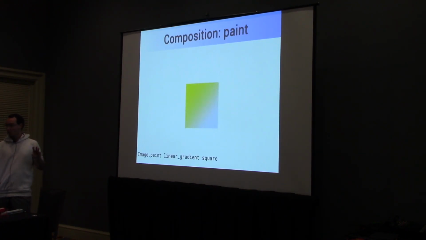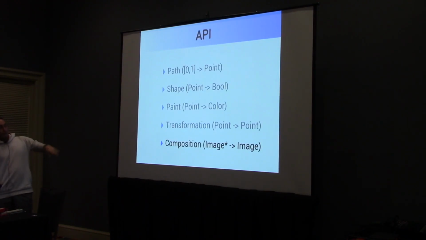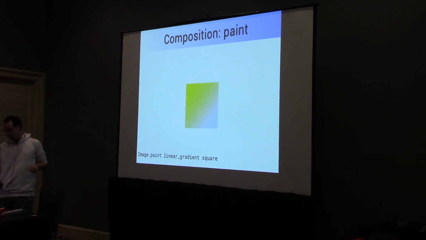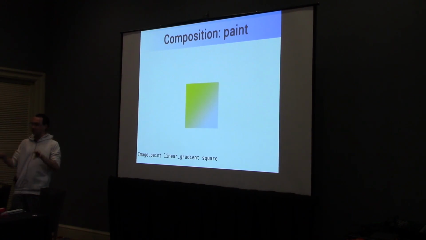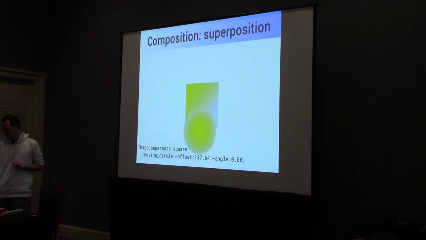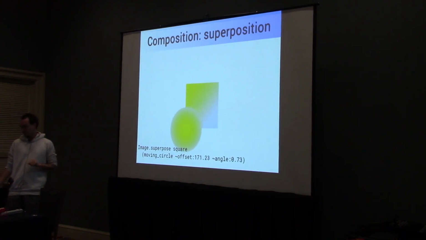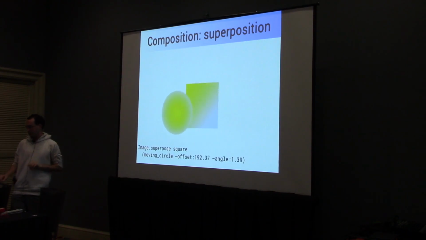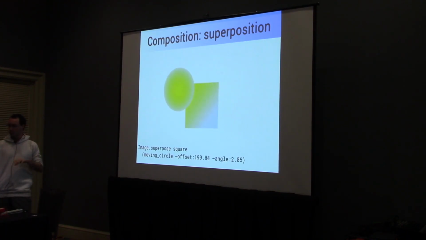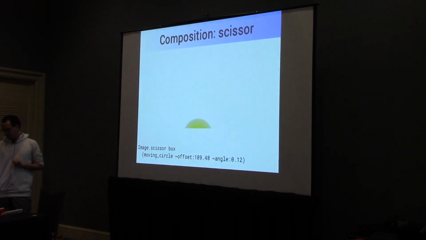And finally, you can compose all the images. So in the 4 previous steps, we were able to define a few images, and now we want to compose them. So the first composition is the paint one, which I didn't expose, but which is used in the previous slides. So it's the one that takes a primitive shape and intersects it with an infinite paint. Then we have superposition. So we pick 2 primitive images and we render the superposition of the 2 images.